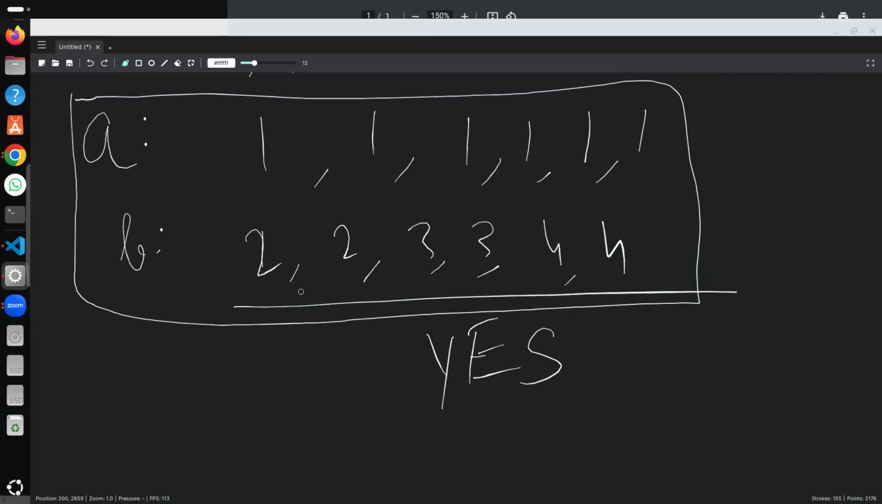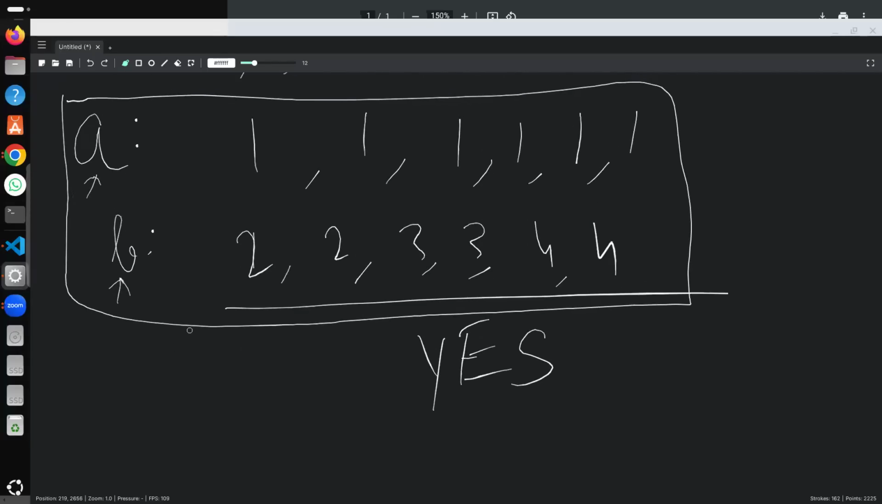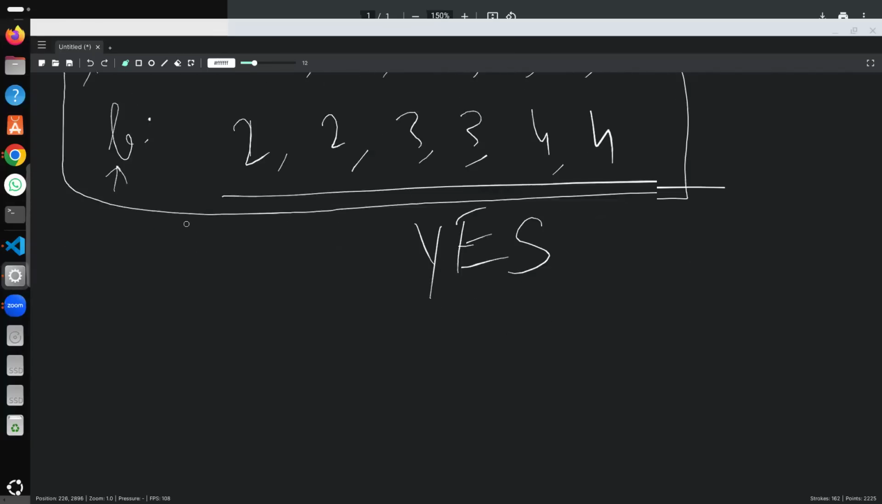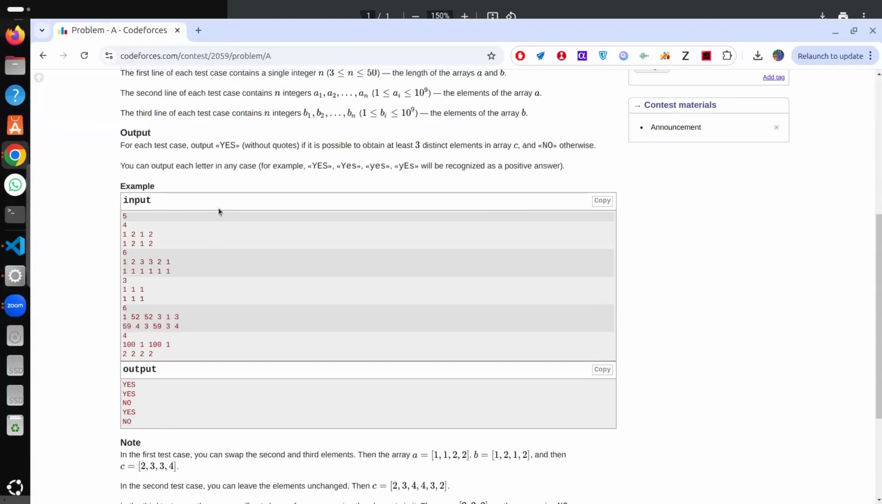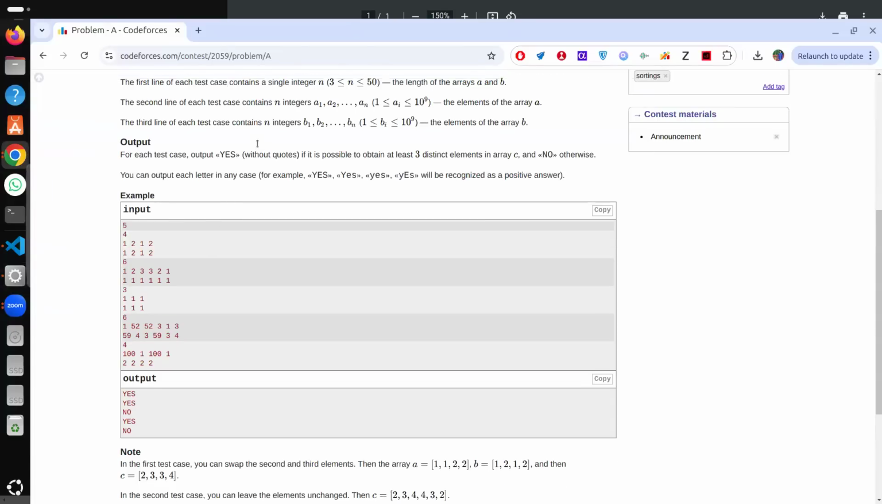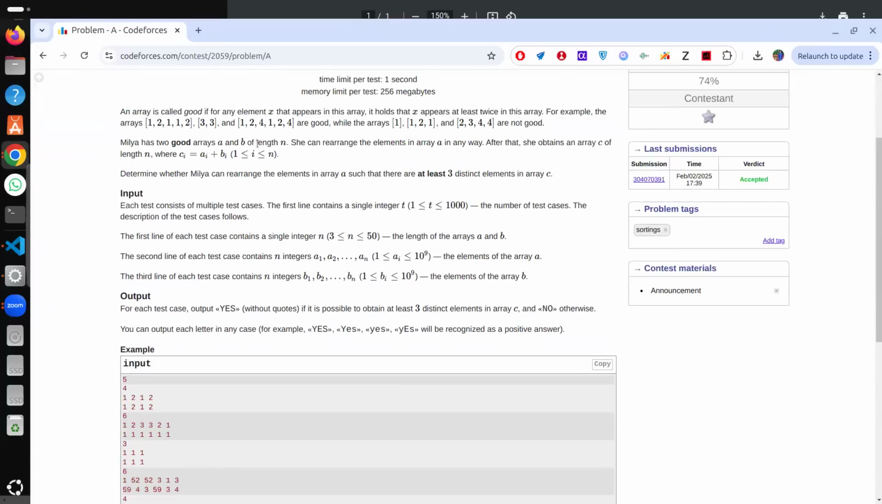So now we have looked at this case where A has all same elements, and it is the same if B has all same elements, because it is just symmetric. But what if they don't have all same elements? What if they have at least two distinct elements, like both array A and array B have some different elements? Okay. So we know that they are good arrays, right? In this statement, they have given us that they are good arrays. Good arrays means that each element occurs at least twice, right?